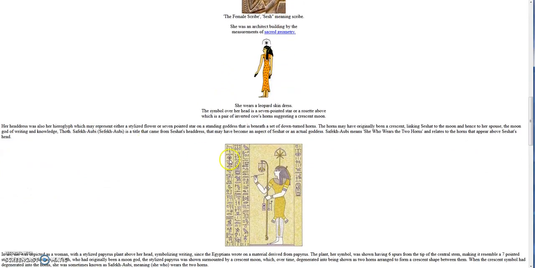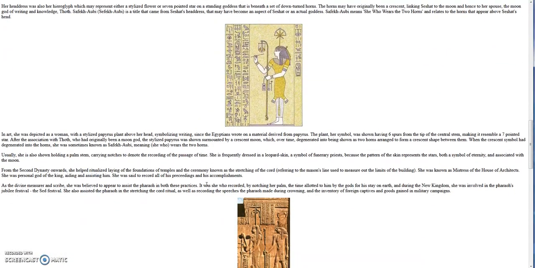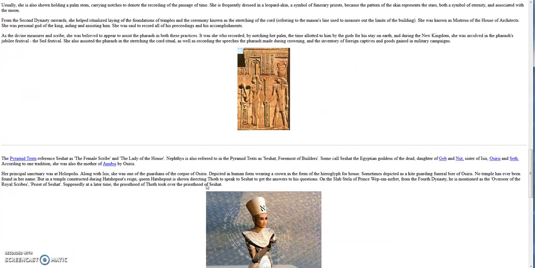Astronomy, geometry, weights and measures, counting out the years of the pharaoh, the stretching the cord ceremony. In the Pyramid Texts, the Coffin Texts, and there are connections also to the Book of the Dead. But the female scribe, the lady of the house, Nephthys, goddess of the dead, has a connection to Seshat, because she would build your house in the afterlife.